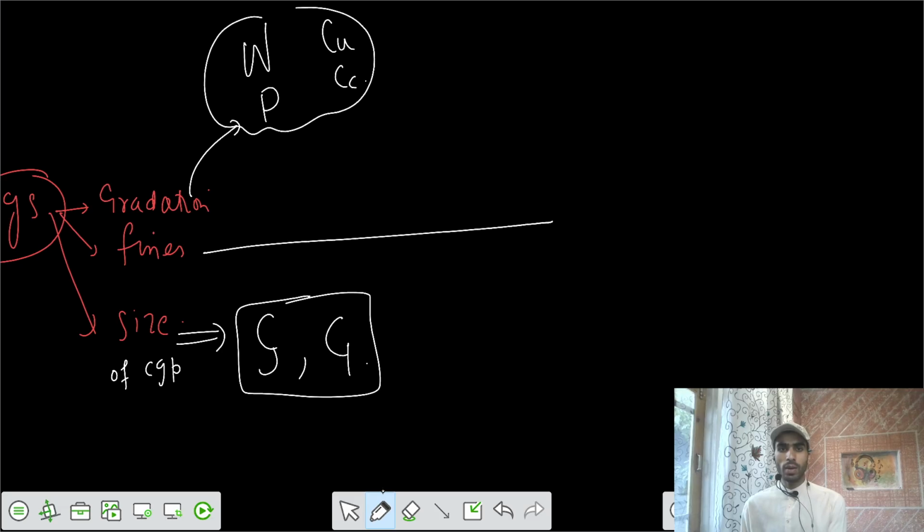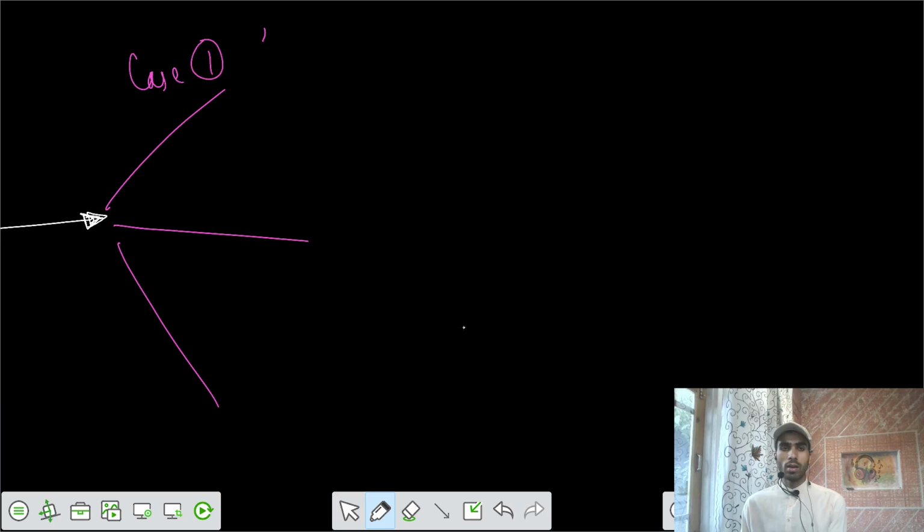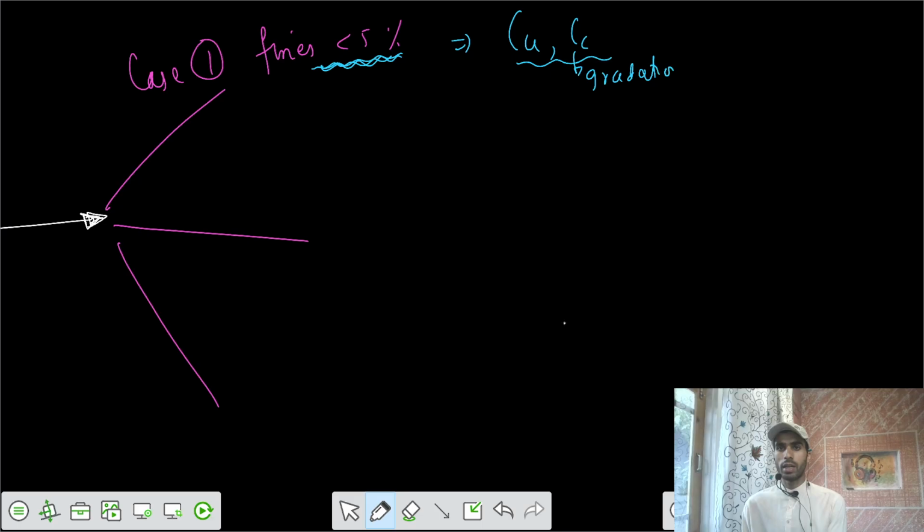And the fines part is the important one. For the fines, we can have 3 different cases. Case number 1, fines are less than 5%. That means we are going to ignore clay, and this part is ignored. Which means we have to use the CU CC concept for your gradation.